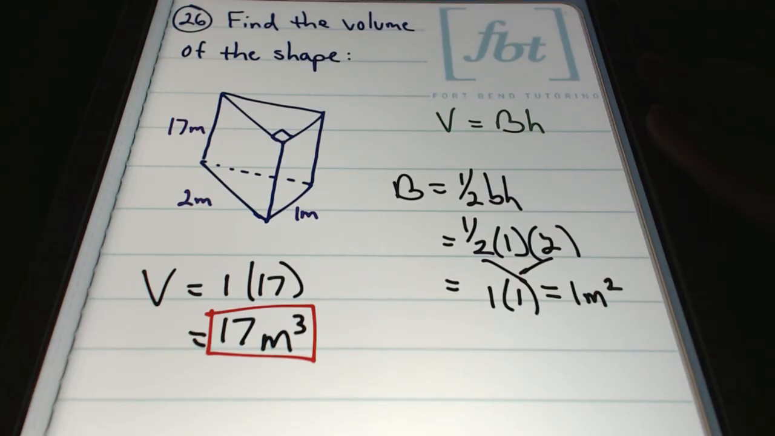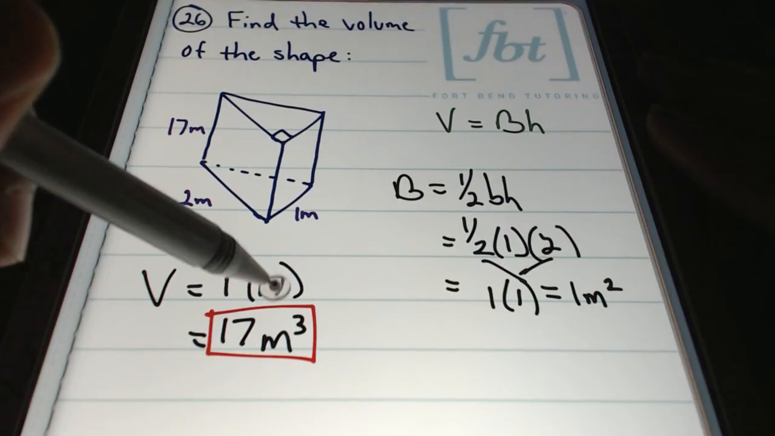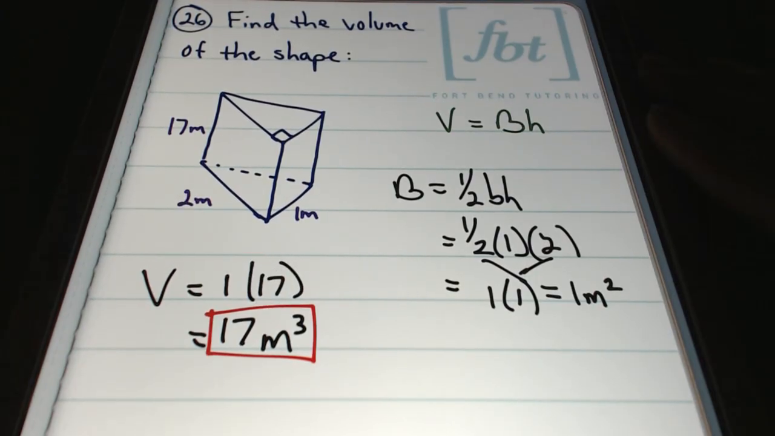There you go. And I got my unit of measurement to the third power when you're dealing with volume. When you're dealing with area, the unit of measurement will be to the second power. When you're dealing with circumference and perimeter, it's going to be to the first power.